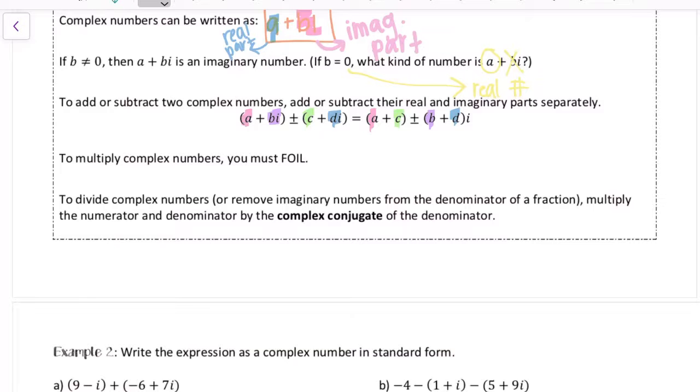Wait, why is bi and b the same thing? So we just have the i out here. See?